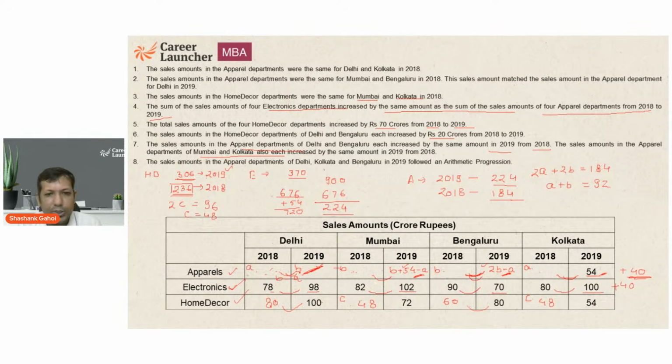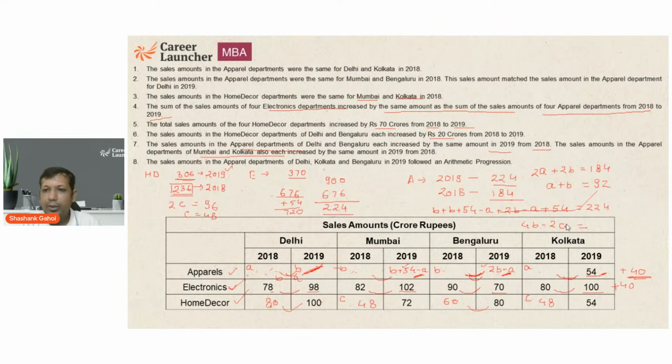So add all the numbers. B plus B plus 54 minus A plus 2B minus A plus 54, and that is equal to what? 224. So from here, what can we get? We can get 4B minus 2A, that is equal to 108.